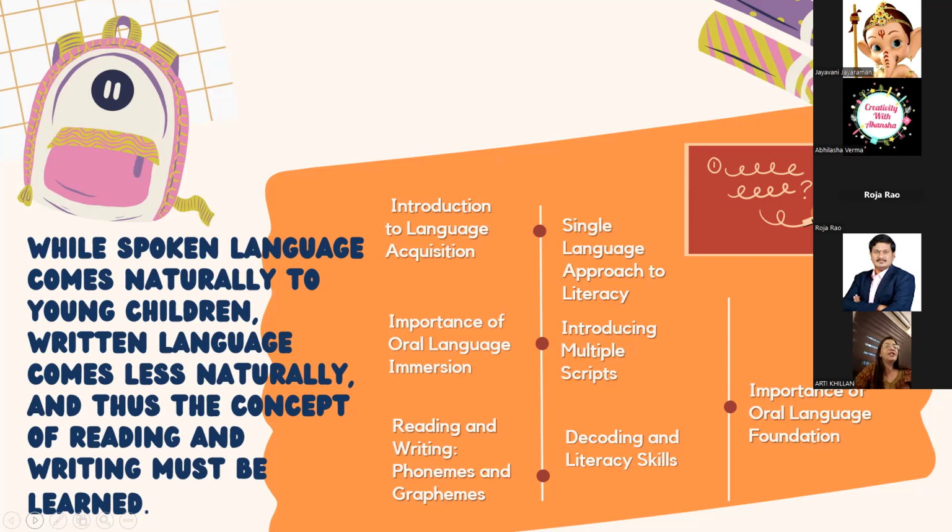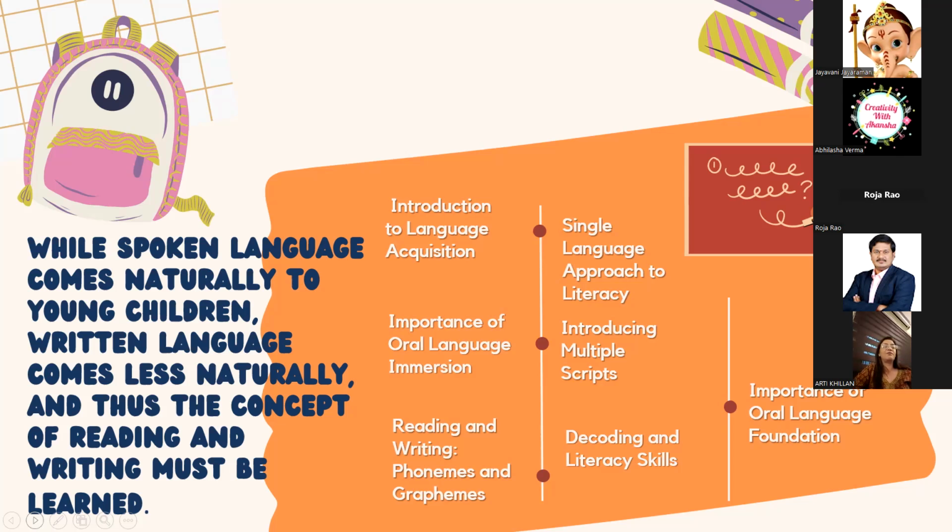We can take up a single language approach to literacy. It is best taught first through a single familiar language, whichever is the mother tongue. Home language is ideal for early literacy development. Then comes how to introduce multiple scripts. Once basic literacy is introduced, other scripts come up naturally. It becomes easy. We have to teach our students decoding and literacy skills.